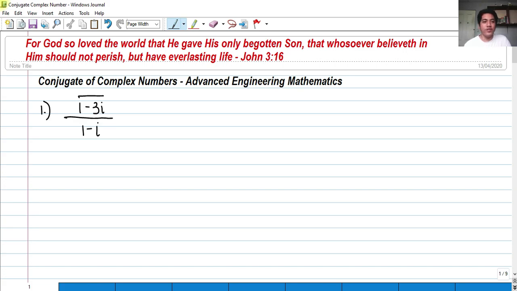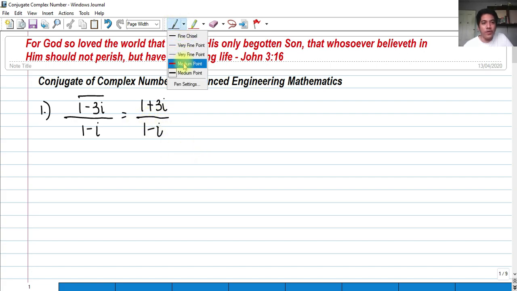So let's get started. How do we evaluate this complex number involving a conjugate? It's pretty much the same. We know that 1 minus 3i, with this sign, means the conjugate of this. So the conjugate of 1 minus 3i would be 1 plus 3i. Before we evaluate the complex number, we must first apply the conjugate. And that is all over 1 minus i.